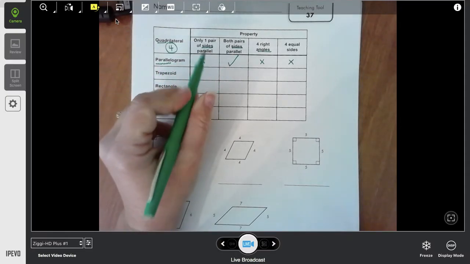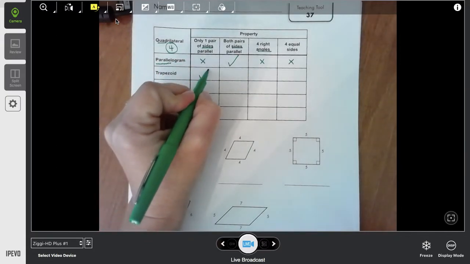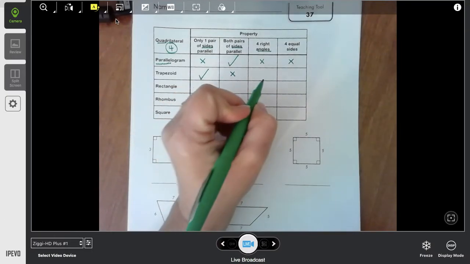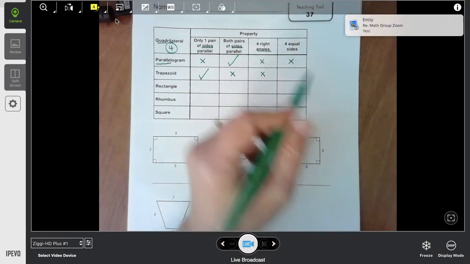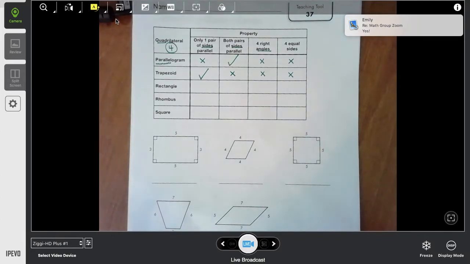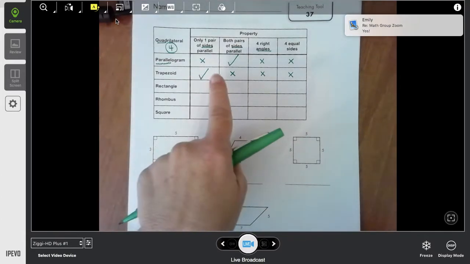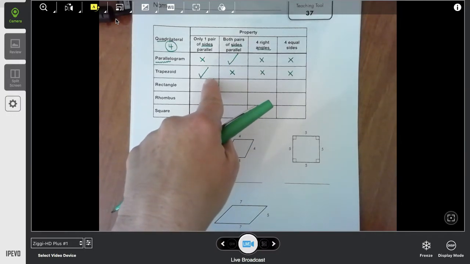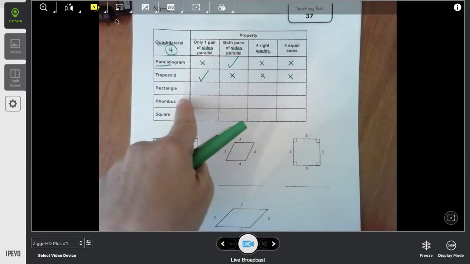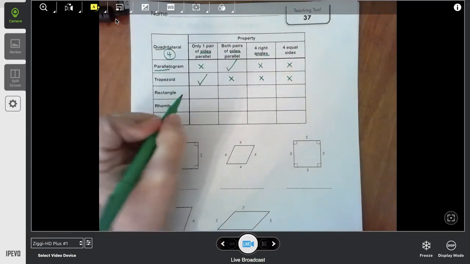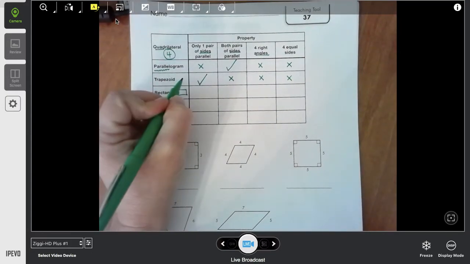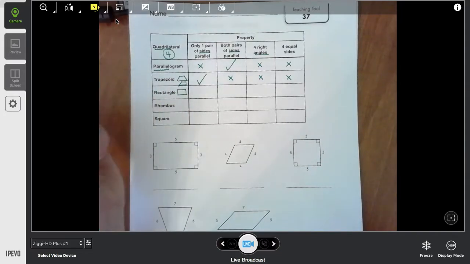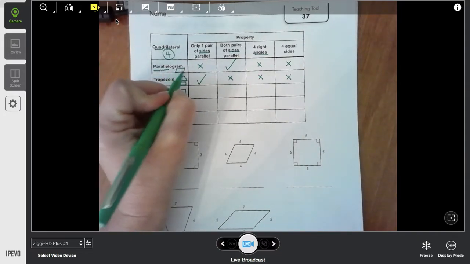Trapezoid, only one pair of parallel sides. Yes, that's what makes it a trapezoid. It does not have both pairs, it does not have four right angles, and it does not have four equal sides. The difference between a parallelogram and a trapezoid is that this has two pairs of parallel sides and this has one pair of parallel sides. Rectangle. All right, so picture a rectangle in your mind. This is what I picture when I hear trapezoid. I picture this or that. And then parallelogram, I picture that.